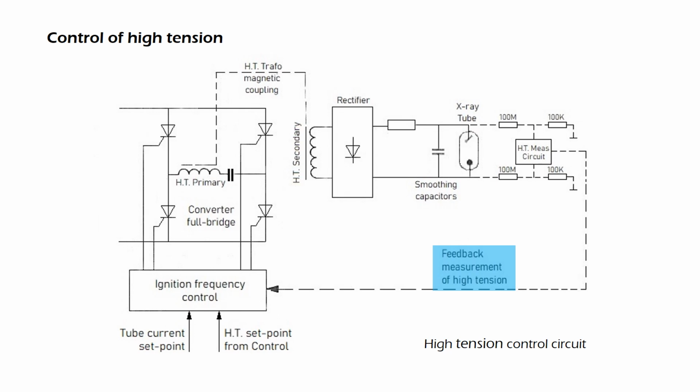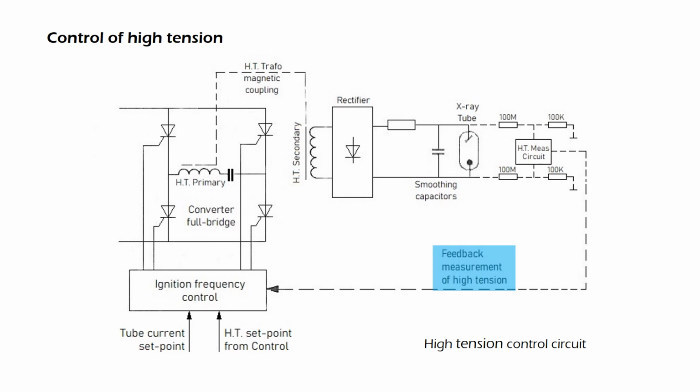The ignition control circuit is supplied with the set point for HT, that is the kV value, and tube current, that is the mA value. Already we learnt that with increase in load, that is tube current, the firing frequency of the HT converter needs to be increased. This is required to maintain the desired HT output. Therefore, along with the HT set point, the tube current set point is equally important to set the working point of the ignition control circuit.